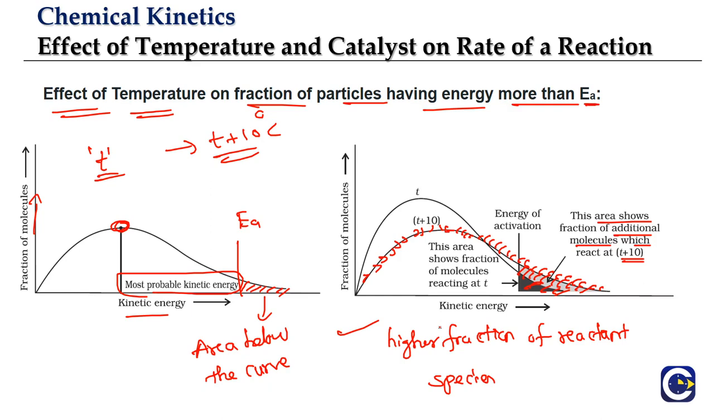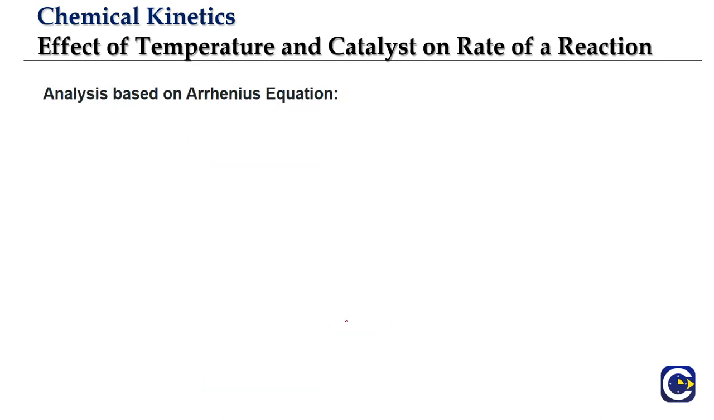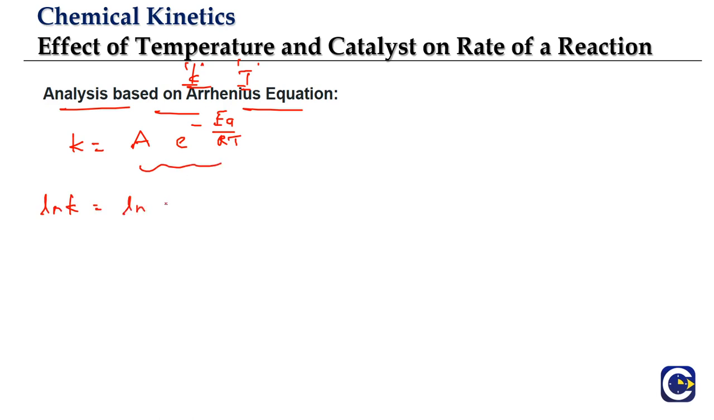This is how we can analyze the effect of temperature on the rate of the reaction or the rate constant value by looking at the energy profile of the molecules. And we can even do the analysis in terms of pure quantitative estimation, how the value of K, the rate constant, depends upon temperature quantitatively, by looking at the Arrhenius expression. The Arrhenius expression is K equals Arrhenius constant A into e power minus Ea by RT. Now if you take a natural logarithm on both sides, we will have ln K equal to ln of A into e power minus Ea by RT.